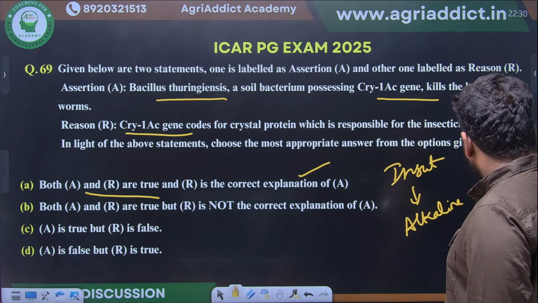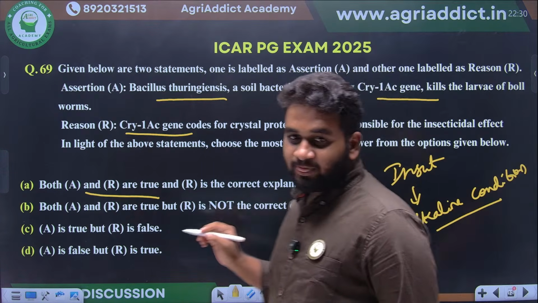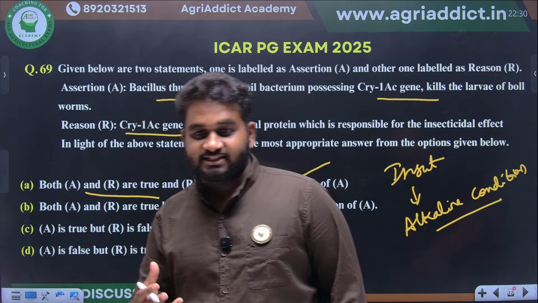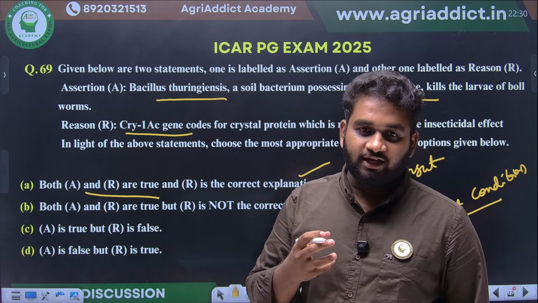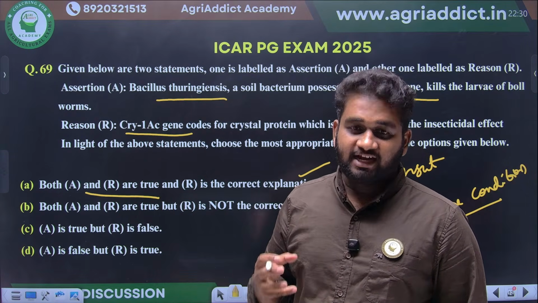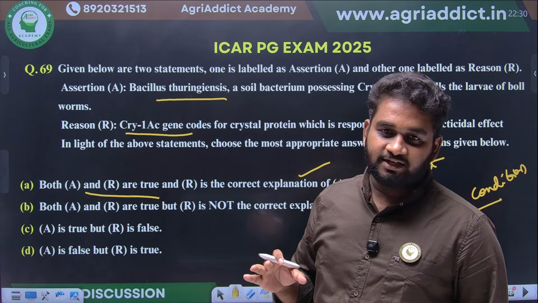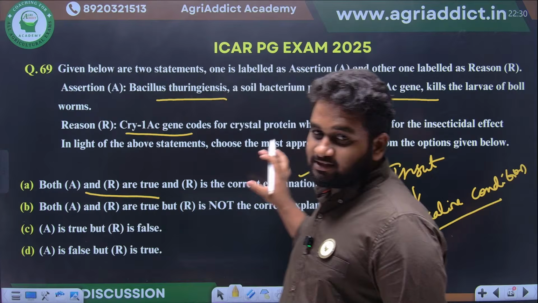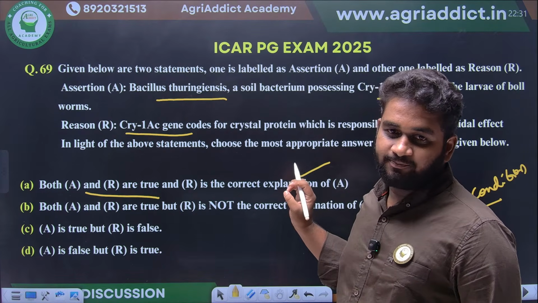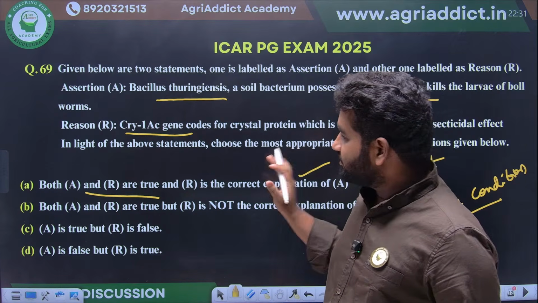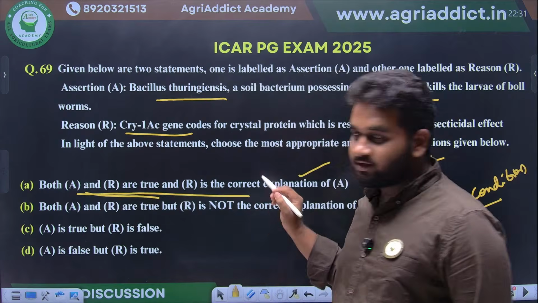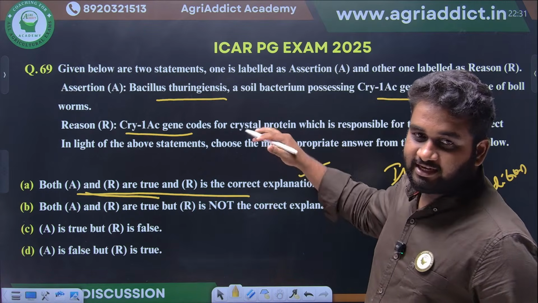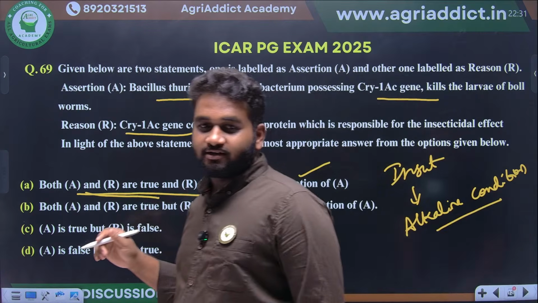But in humans or other organisms, the gut epithelium will have an acidic pH condition. At that particular pH, the cry protein will not be toxic, but if it is an alkaline condition, your cry protein will be in the toxic condition. That's why your first option will be the correct answer. It is clearly explaining the reason for your assertion.